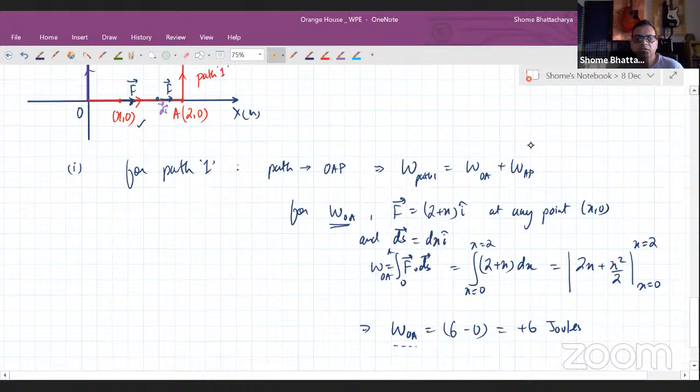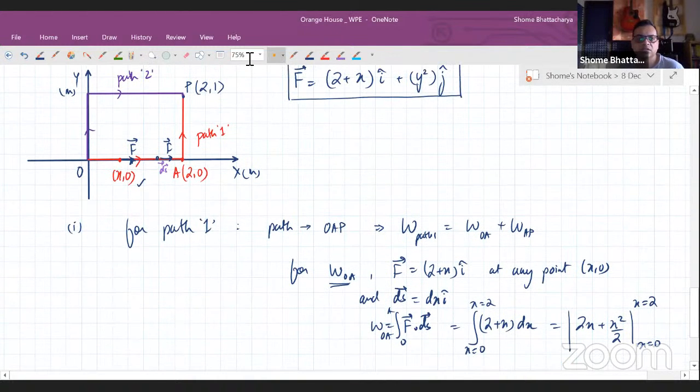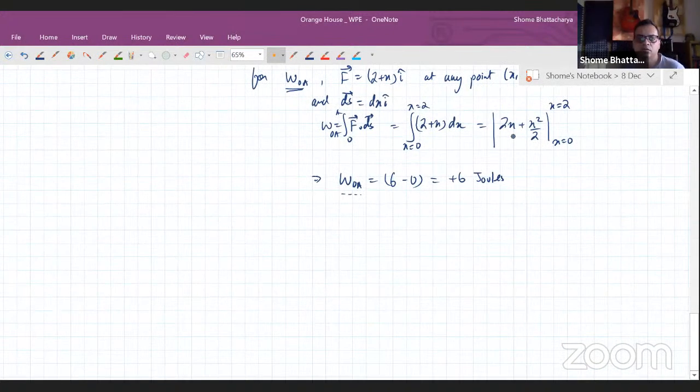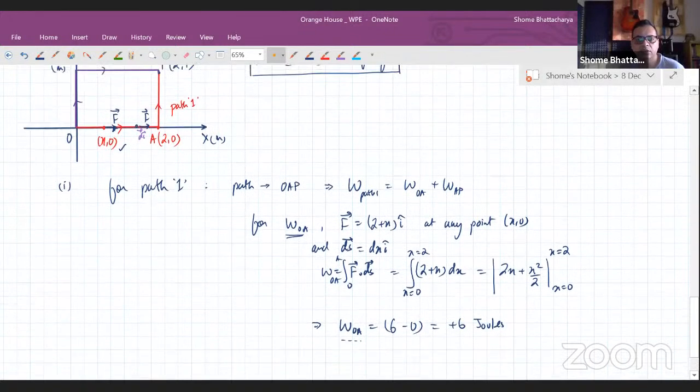Now just make a note of this, and like this we will discuss the work done in the second part, A to P, and that will give us the total work done in path 1, which was the first part we are calculating.